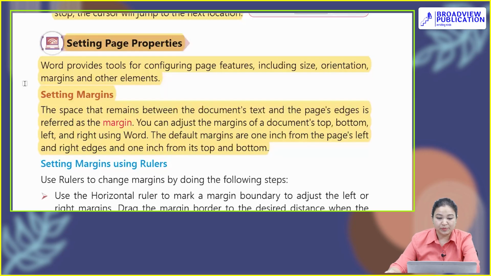Setting margins. The space that remains between the document's text and the page's edges is referred to as the margin. You can adjust the margins of a document's top, bottom, left and right using Word. The default margins are 1 inch from the page's left and right edges and 1 inch from the top and bottom. So these are your default margins which are already set. Now you can change the margins according to your choice.